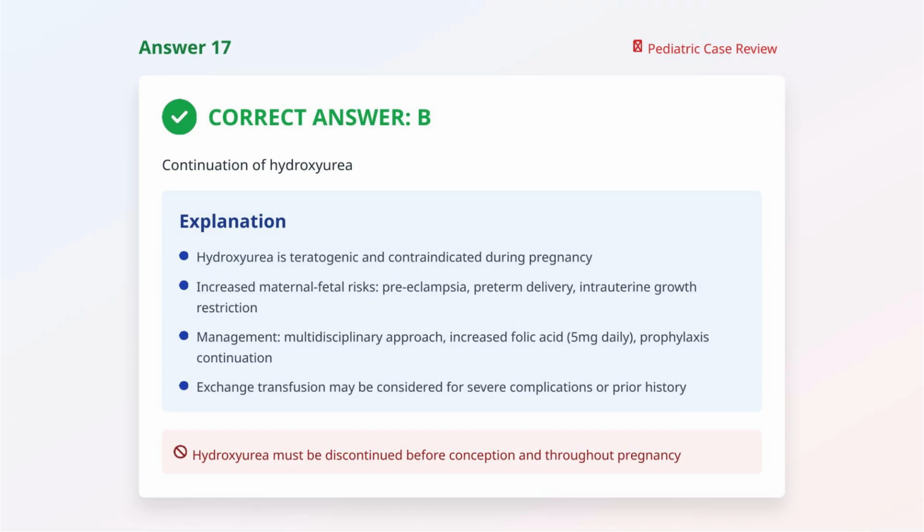Exchange transfusion may be considered for severe complications or patients with a prior history of serious sickle-related events. Folic acid supplementation is actually recommended at higher doses during pregnancy in sickle cell disease. Prophylactic antibiotics should be continued due to the ongoing risk of infection with functional asplenia. Exchange transfusion can be safely performed when indicated for severe complications during pregnancy.